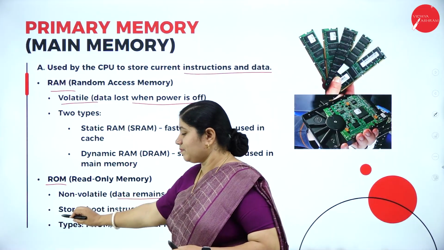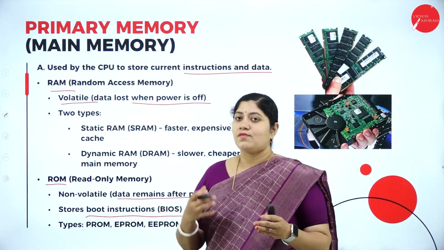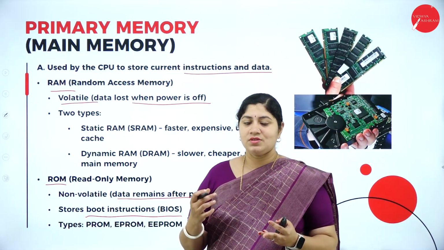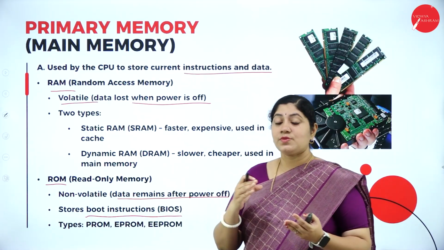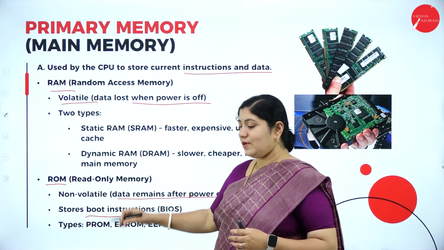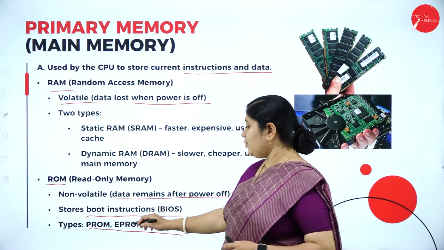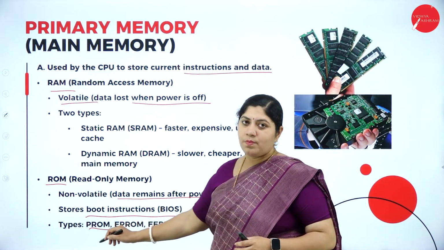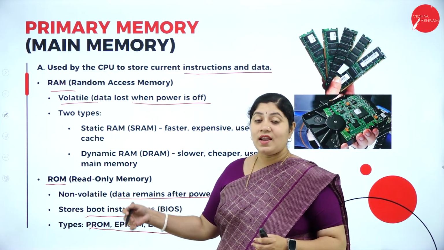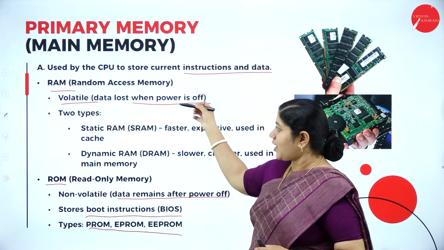The ROM also stores the boot instructions. Whenever you turn on your PC, it has some main instructions or main function, that's the BIOS, which is called basic input output system. This will be stored in the ROM. The different types of ROM we can define are PROM, EPROM and EEPROM. PROM means programmable read-only memory, and EPROM is erasable programmable read-only memory. So these are RAM and ROM.